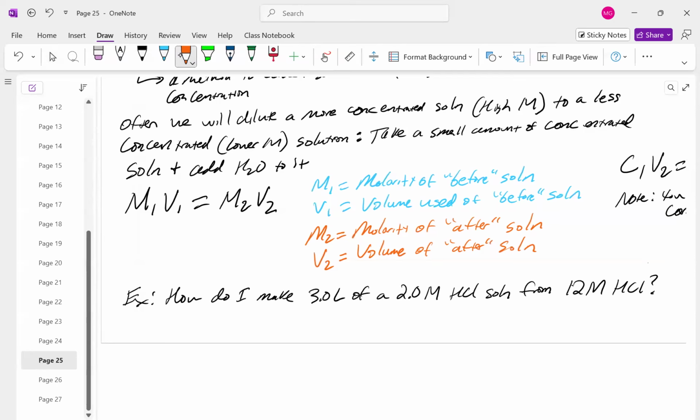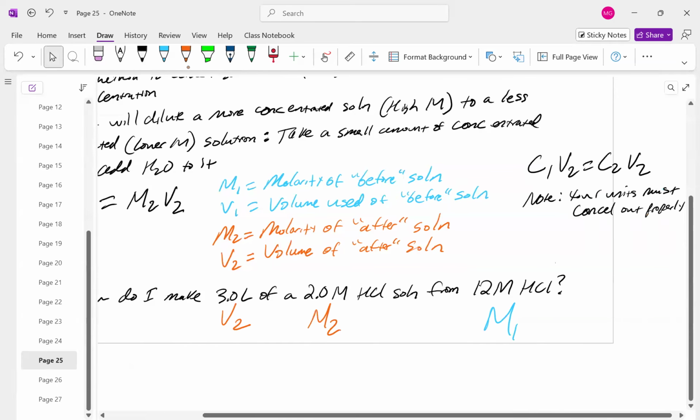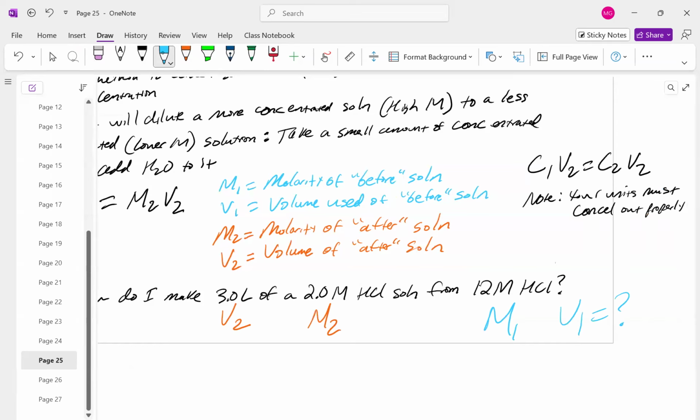So let's label our things here for our equation. This is our before solution. So that's M1. Actually, I'll use the same colors as I did up here. And then we want to make 3 liters, that's our after solution, with a concentration of 2 molar. There's M2. So naturally, if you were wondering, what do I have to find? I have to find out how much of that original concentrated solution I need to use.